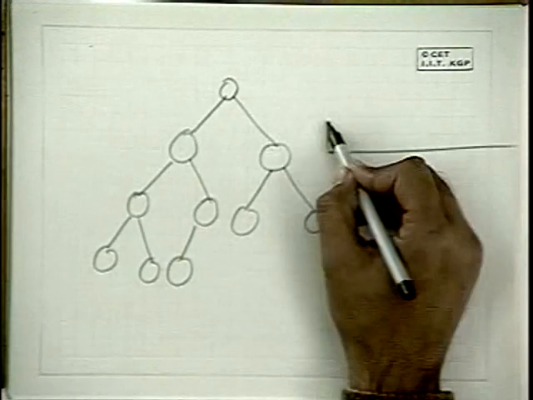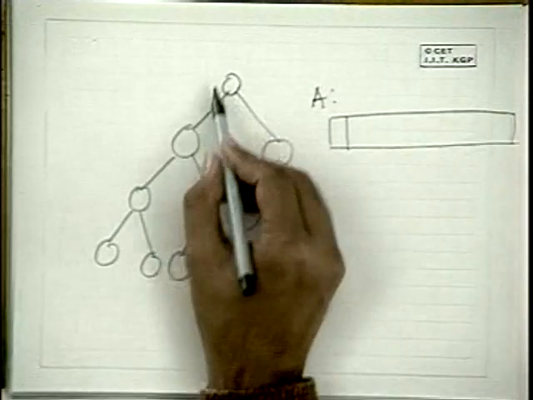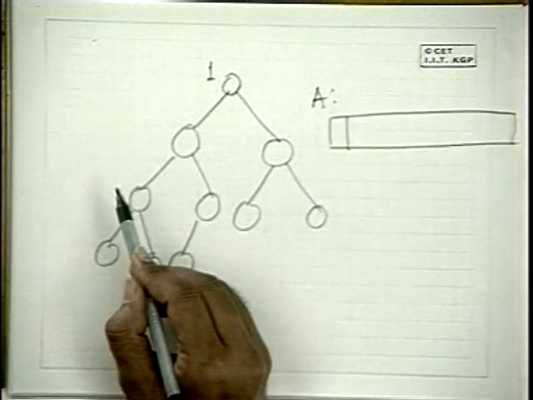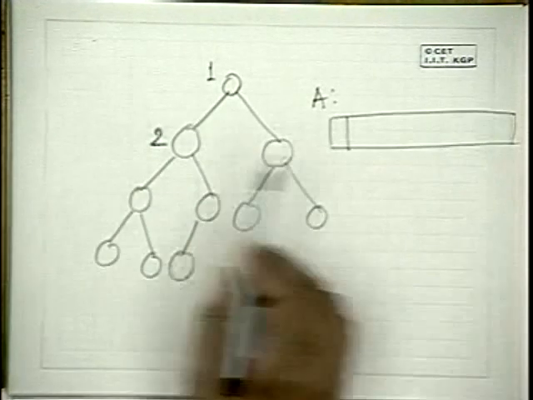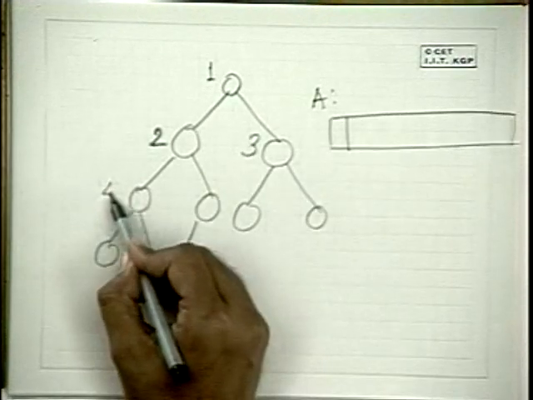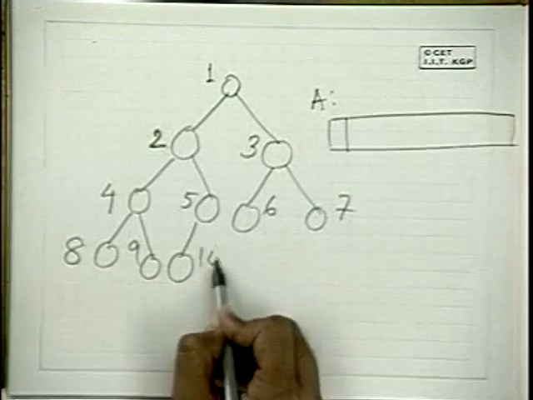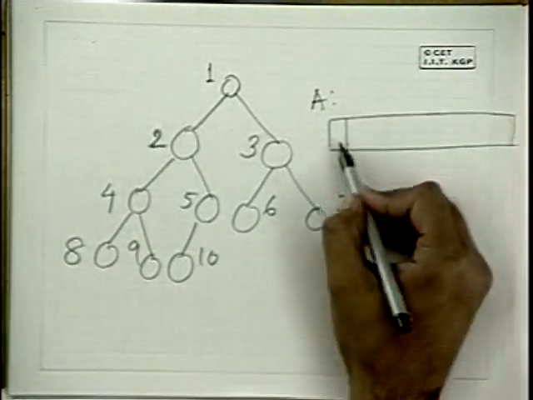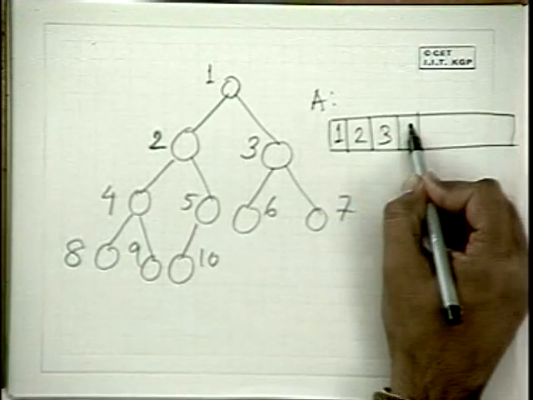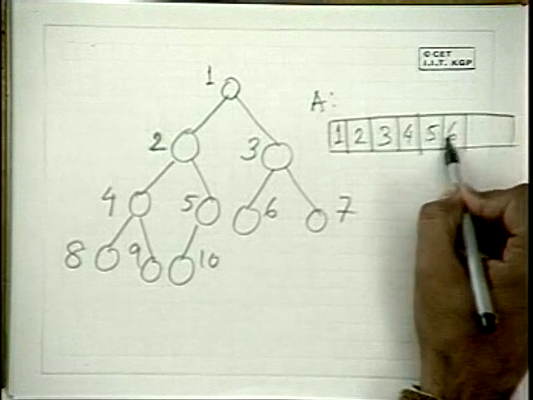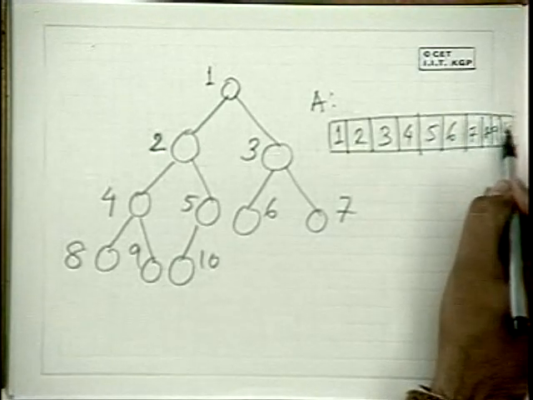How do we index it in an array A? So this is the array A. This is the root, index 1. So this will be 2. Basically, indexing will be from left to right in each level: 1, 2, 3, 4, 5, 6, 7, 8, 9, 10. Okay. Now we just put 1 here, 2 here, 3 here, 4, 5, 6, 7, 8, 9, 10.